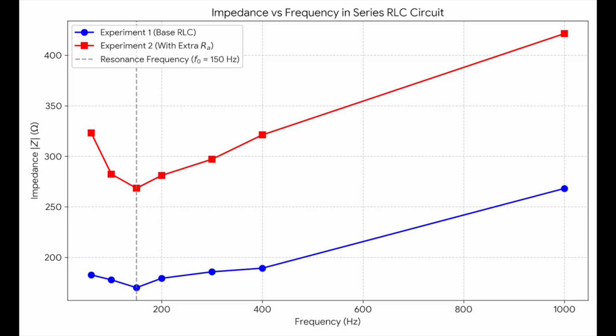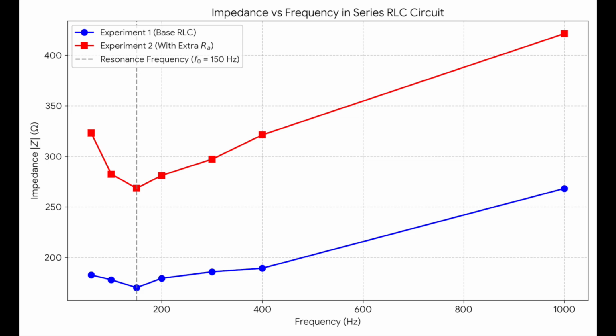As you can see in the graph, the blue line represents the base state of the circuit. As the frequency increases from 60 to 150 Hz, the impedance drops, reaching its minimum level of 170 ohms at exactly 150 Hz to form the expected dip shape. As the frequency increases further, the impedance starts to rise again.